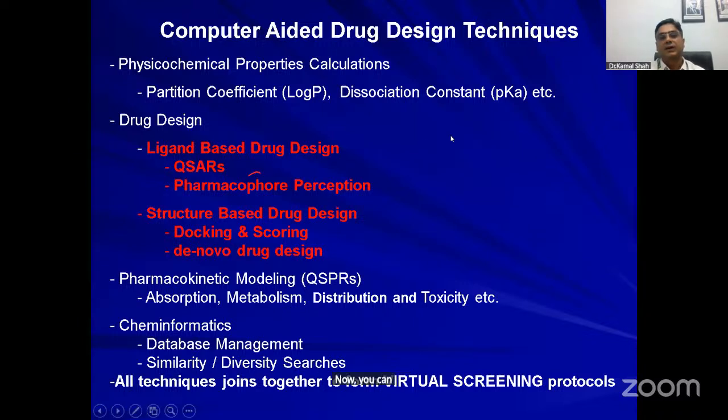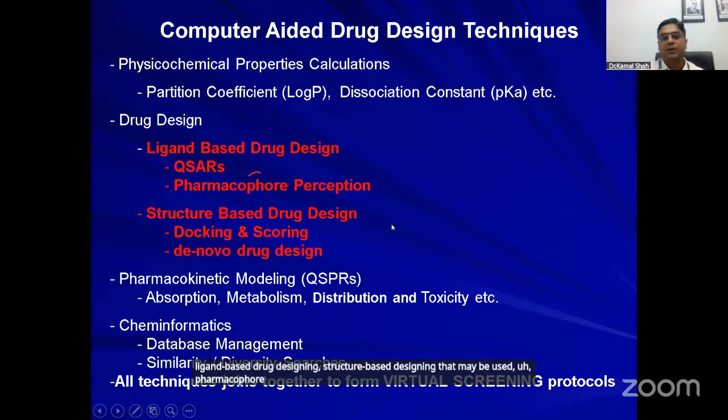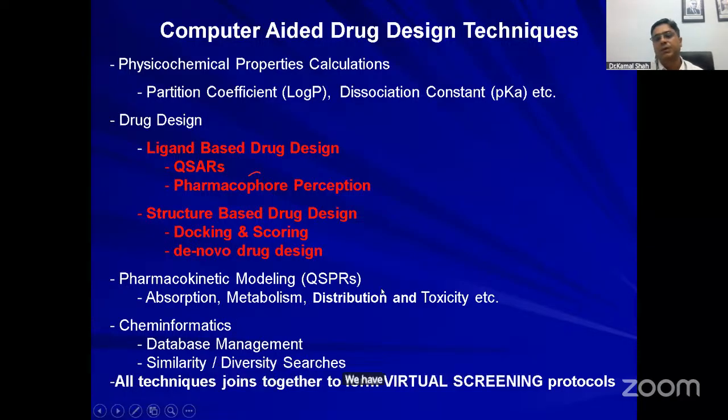Now you can see that computer-aided drug designing techniques involve ligand-based drug designing and structure-based drug designing, which may use pharmacophore perception, QSAR, docking, and scoring. Apart from that, we have to do the pharmacokinetic modeling. We have the Swiss ADME model.